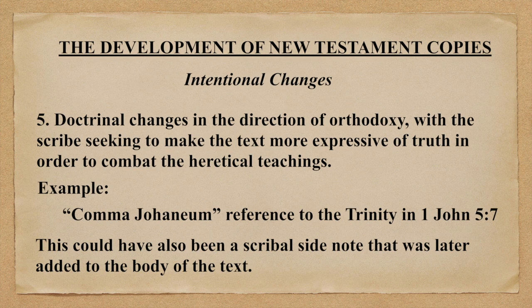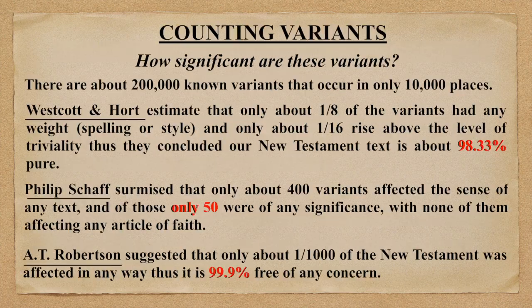Finally, at times, there are doctrinal changes that are generally in the direction of orthodoxy, with the scribe seeking to make the text more expressive of truth in order to combat the heretical teachings prevalent in his time, such as the Comma Johanneum reference to the Trinity in 1 John 5:7, or the reference to walking in the Spirit in Romans 8:1. How significant are these variants?